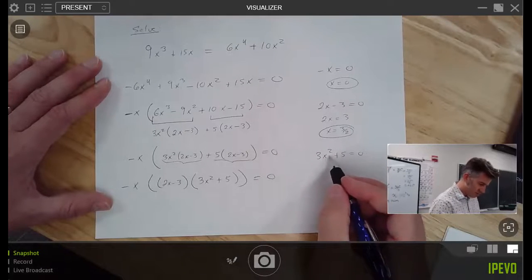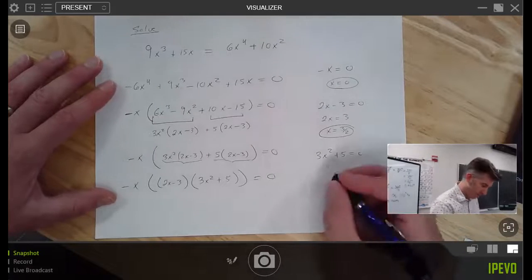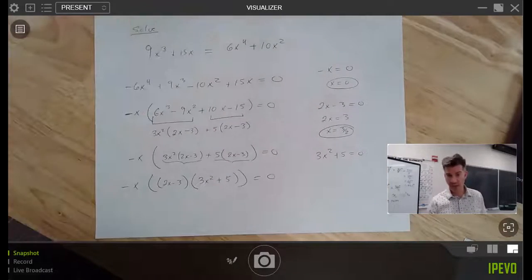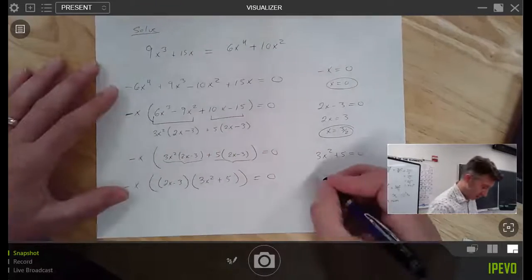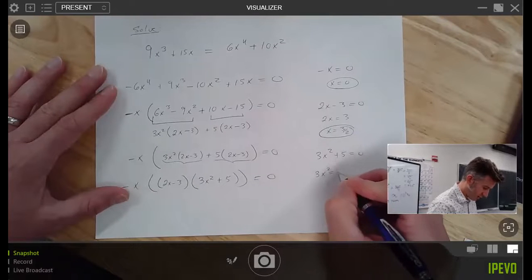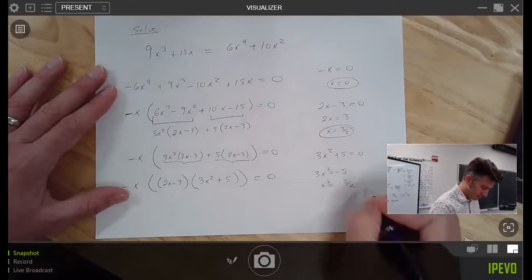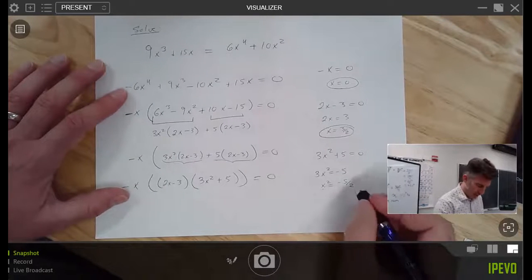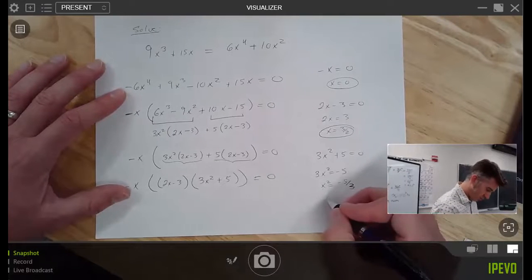And for this one, we're not going to get any solutions, and there are two ways you can see it. You can try solving for x like we normally do. If you do that, you get 3x squared equal to negative 5, so x squared is negative 5 thirds. But a square number can't equal a negative number. No solution.